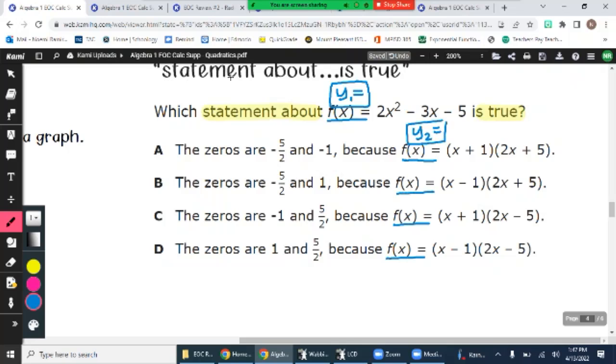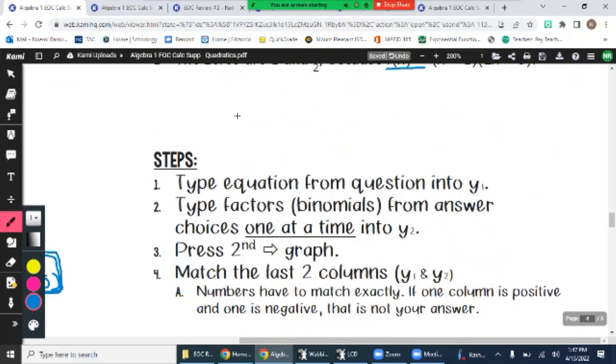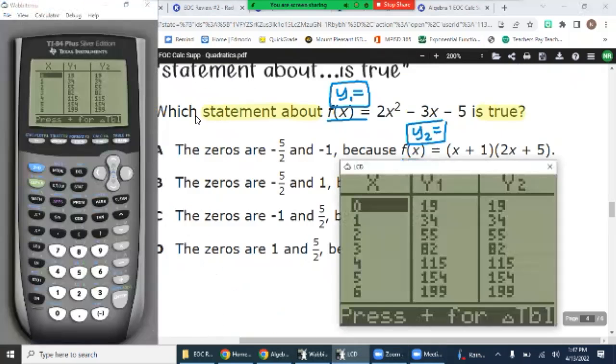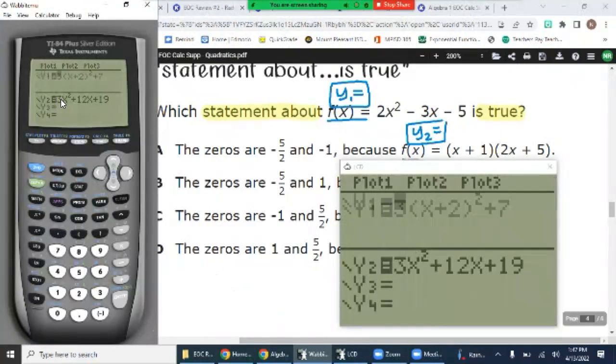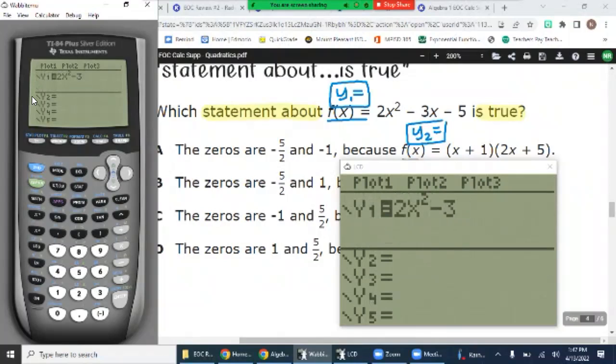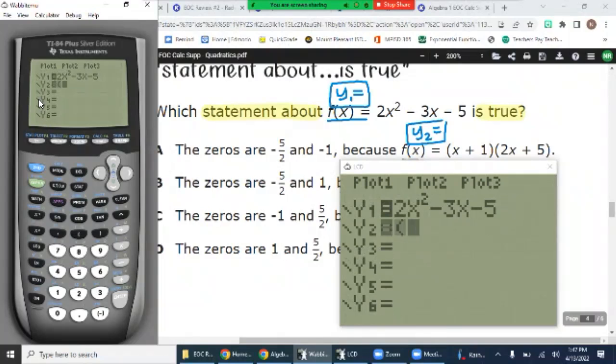I'm going to put my factors, my binomials, step 2, my factors or my binomials from the answer choices into y2. So let's do that. Let's type in that first one. I'm going to clear whatever I already have in there. 2x squared minus 3x minus 5. And then in my binomials, x plus 1, 2x plus 5. Hit second graph. Does that match?